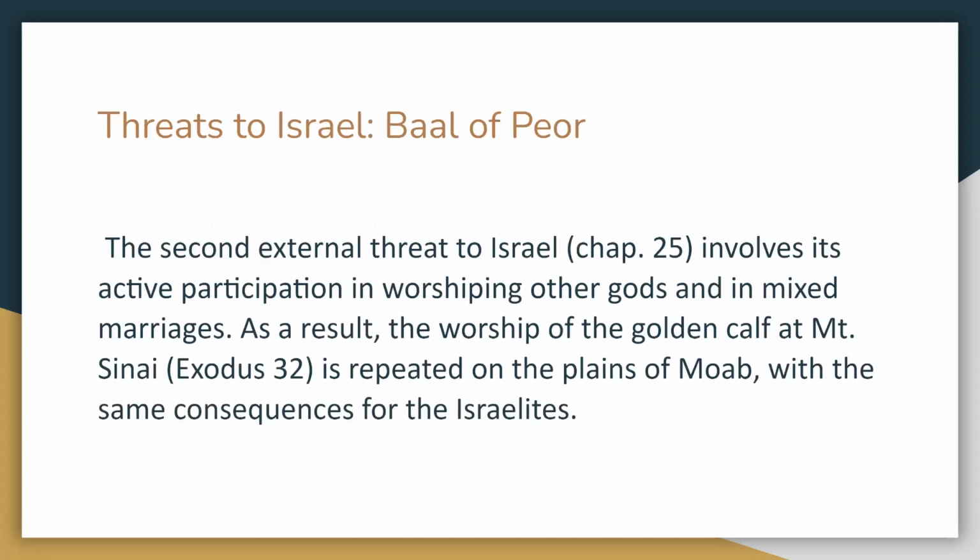The second external threat to Israel involves an active participation in worshiping other gods, and also in mixing with the women of another people, actually probably in more of a religious worship thing called temple prostitution. As a result, the worship of the golden calf at Mount Sinai is repeated on the plains of Moab with the same consequences for the Israelites.